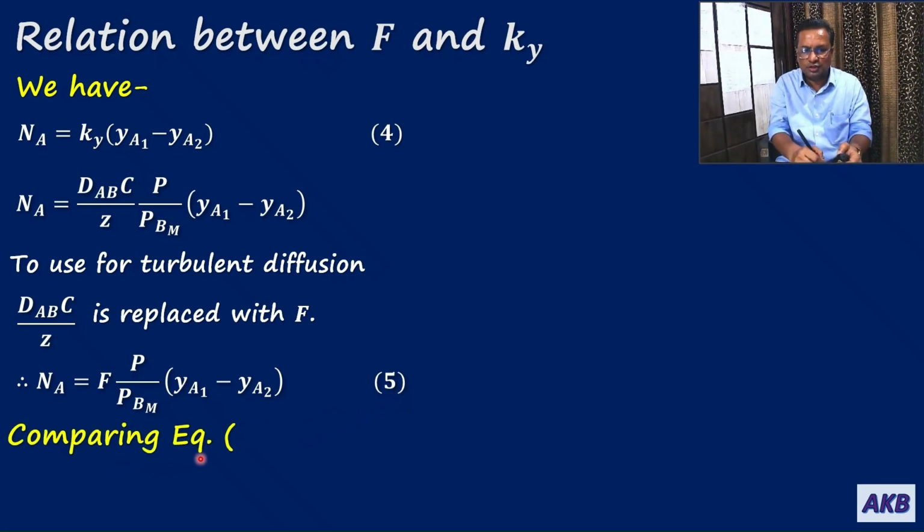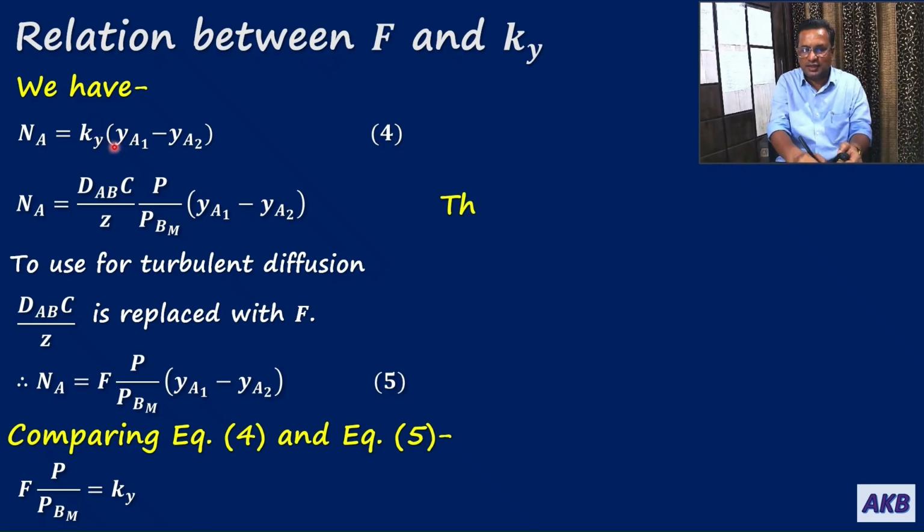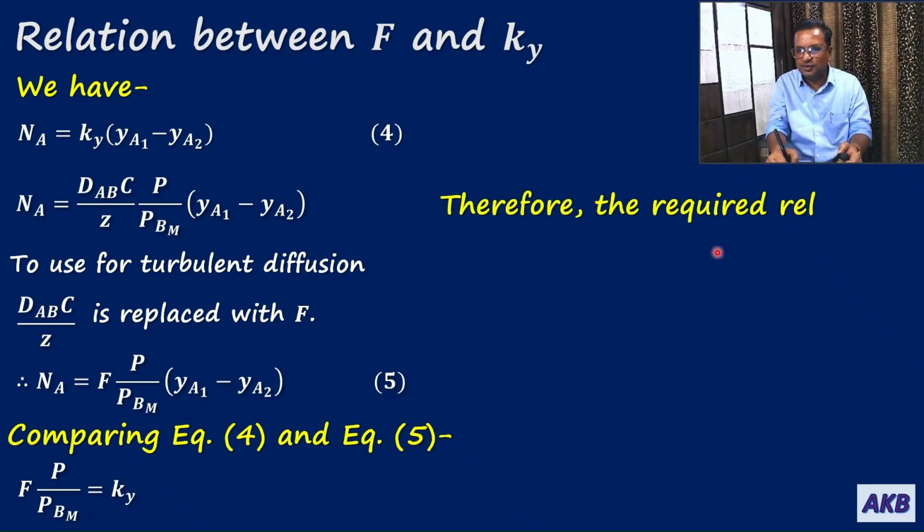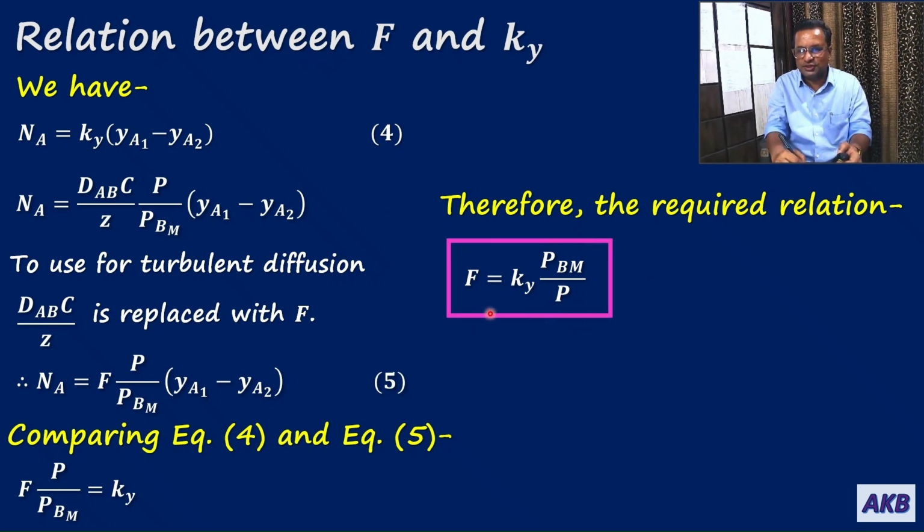And now I'm going to compare equation 4 and equation 5. So if I do that, I will be getting F into P upon PBM is equal to Ky. And from this, I will get the required relation. The required relation will be F is equal to Ky into PBM upon P. So this is the desired equation between F and Ky. So I hope you have understood how we got this equation. If you have any doubts, please mention them in the comment section.